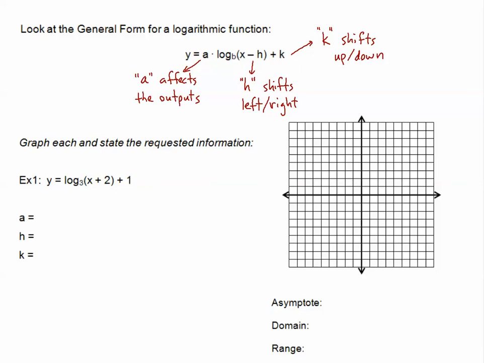A is going to be the value of 1, since there's nothing multiplied to this logarithm other than a 1. I'll put 1 times that stuff. So A is 1, so that's nice. Our outputs are just going to be our normal outputs.